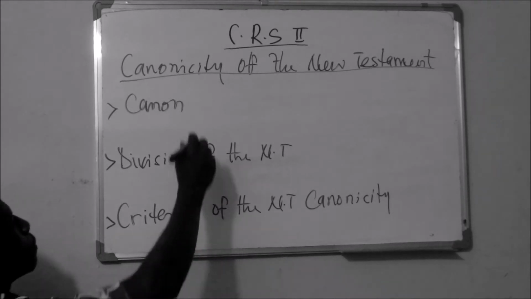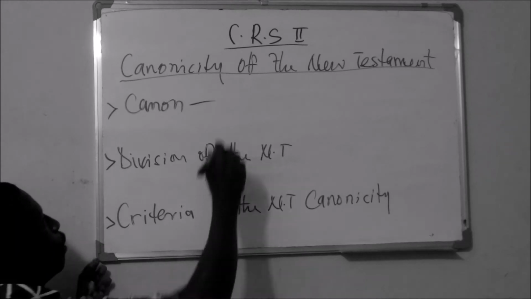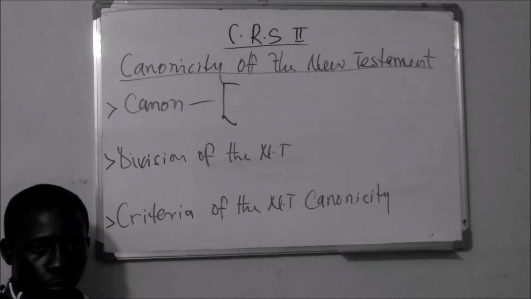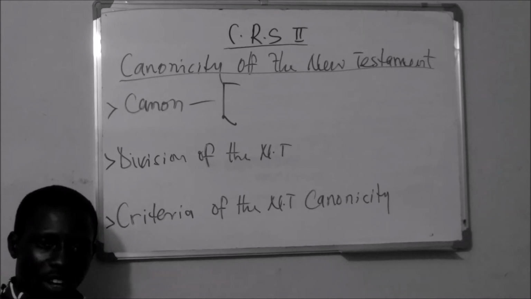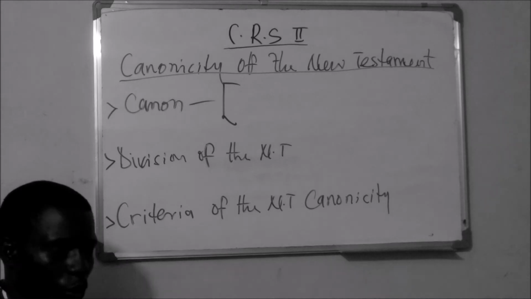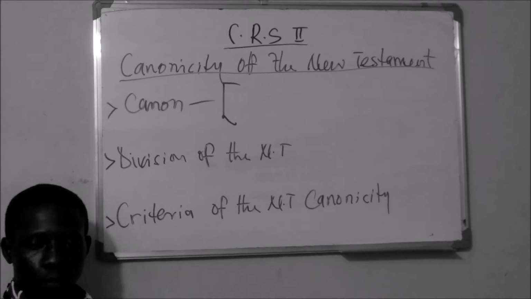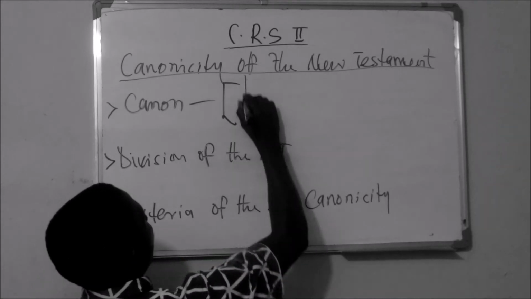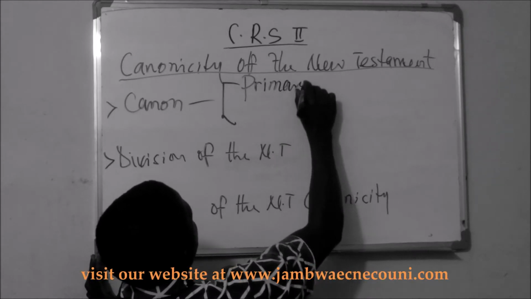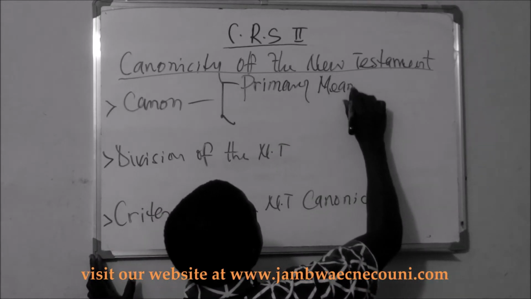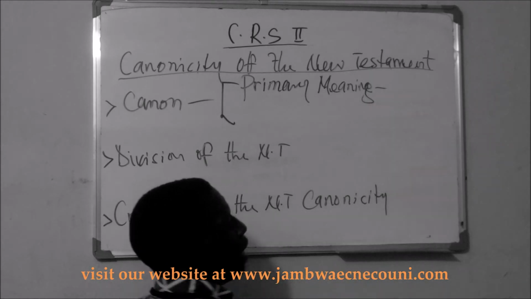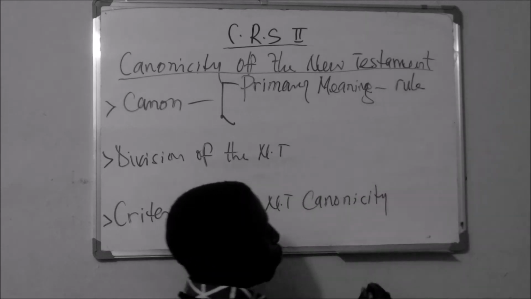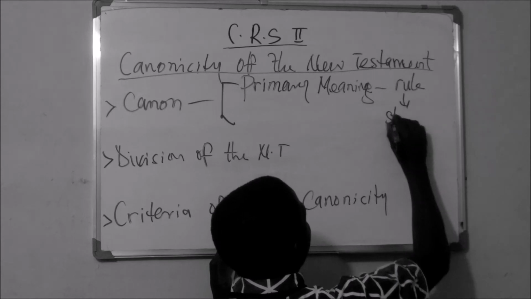Now to begin, the word canon, from its etymology, has two principal meanings, which both define the concept of this topic. We have the primary meaning and the secondary meaning. In its primary meaning, canon simply means rule or standard.